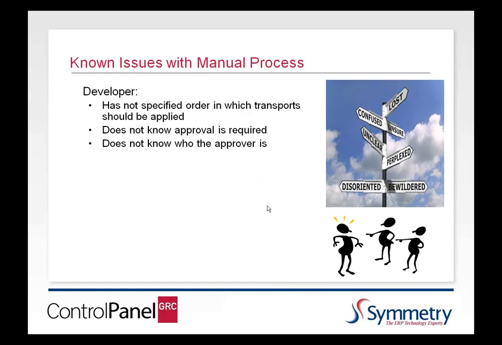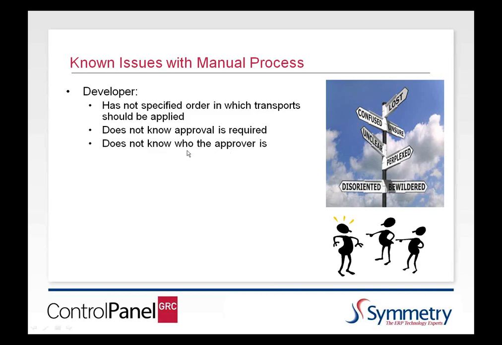So now I'm going to go over the known issues with this. For the developer, a lot of times he might not specify which transport should be applied. If he sends an email, he might forget to put the transport in. If he doesn't know that the approval is required, if the process hasn't been set, or if the developer's new to the team, he might just send out an email directly to the basis person, who's then going to ask, well, are you able to approve this? If not, then we need to talk to the approver and send this back. It gets unclear at some points, and you get a lot of emails going back and forth.